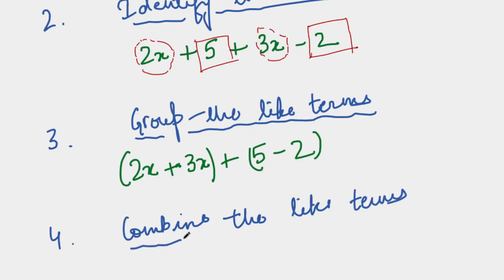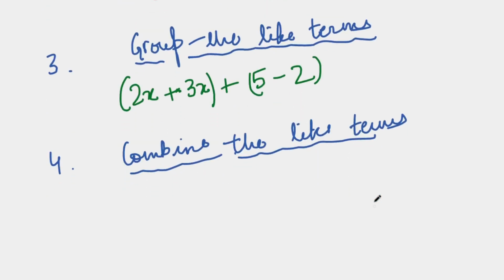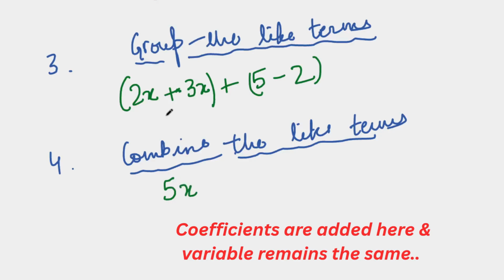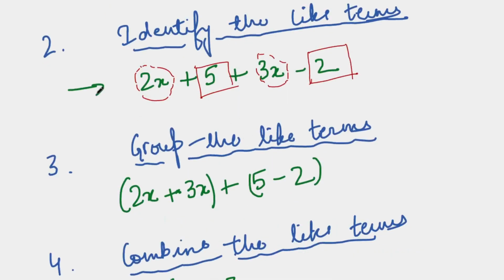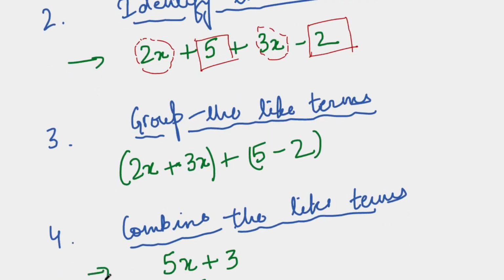So we see in the first pair of like terms, we have 2x plus 3x. Now while adding or subtracting, I mentioned in our previous video as well that we add or subtract the coefficients only. So 2 plus 3 gives us 5 and the variable remains the same. It doesn't change. So 2 plus 3 is 5 and x will remain as it is. Now plus 5 minus 2 gives us plus 3. Alright, so this is our simplified expression. We had this expression and after solving we get this.